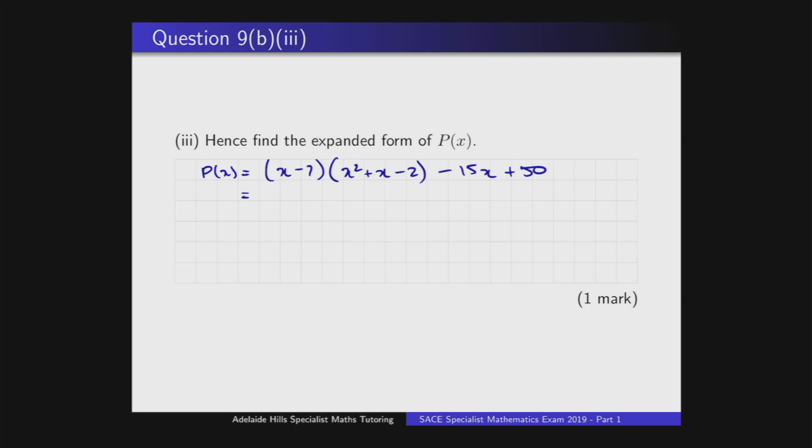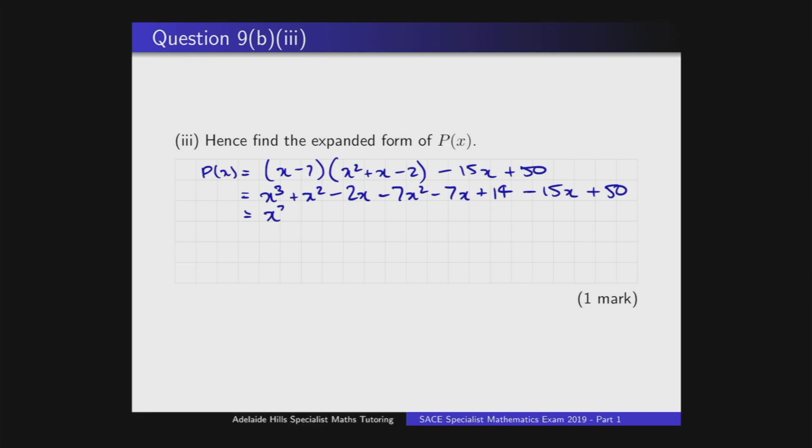And so we just need to expand those expressions at the start there. So if we multiply the second term by x, we're going to get x cubed plus x squared minus 2x. If we multiply the minus 7, we're going to get minus 7x squared minus 7x plus 14. And then we've still got the 15x, and we still have the 50. Okay, now it's just a matter of pulling together all the terms that are the same powers of x.